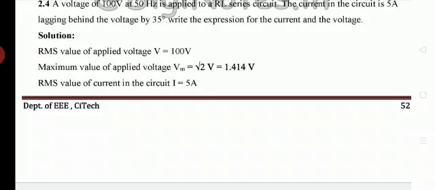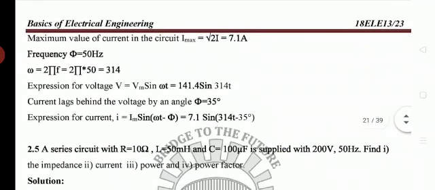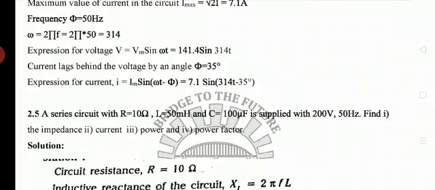Similarly, we'll try to calculate Im now. The RMS value of current in the circuit I is 5 ampere. So 5 ampere is the RMS value they have given. For the maximum value, Im equal to root 2 into I. If you use it, you get the current 7.1 ampere. The frequency they have given here, you can use it as f equal to 50 hertz. So omega I can calculate from that, because omega equal to 2 pi f, that is 2 pi into 50, which will give you 314 radians per second.